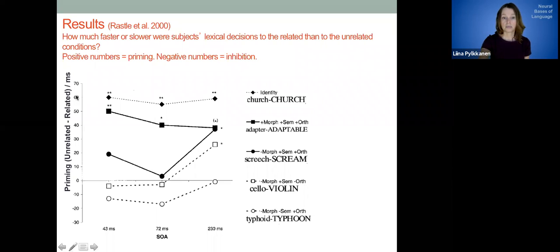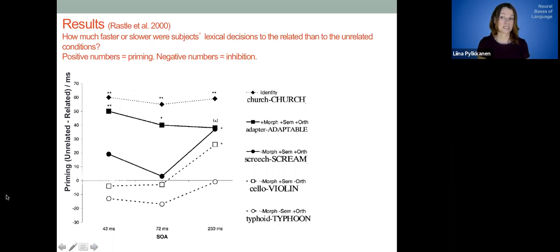Okay, so big numbers are lots of priming. The negative numbers are kind of inhibitory patterns. The stars on the data points show us whether the results were statistically significant. Psychologists like to use these stars to annotate it. Two stars is more significant than just one star. Okay, so let's go through this.